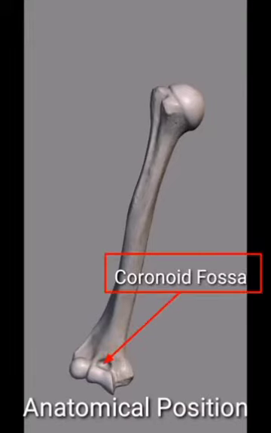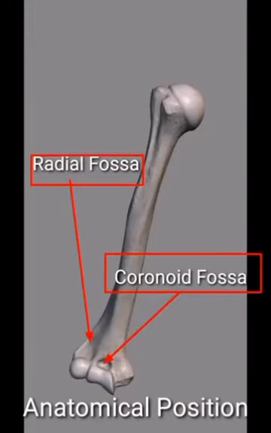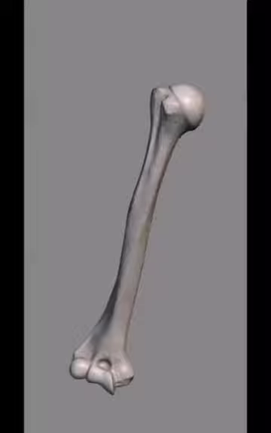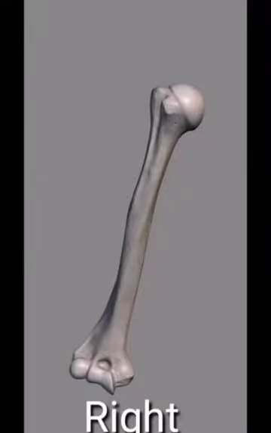The coronoid fossa and the radial fossa should be on the anterior, and the head of the humerus should be on the medial. So it is the right humerus.